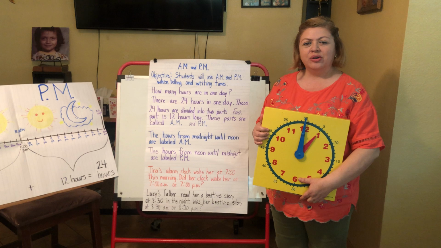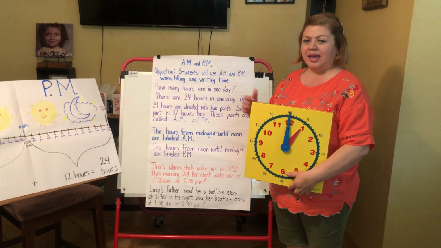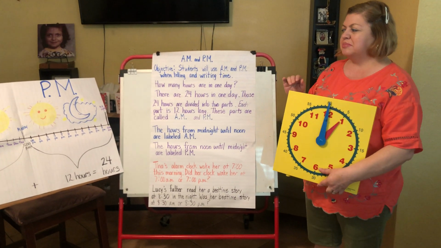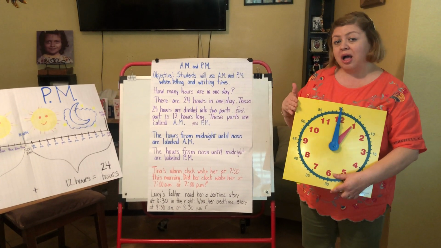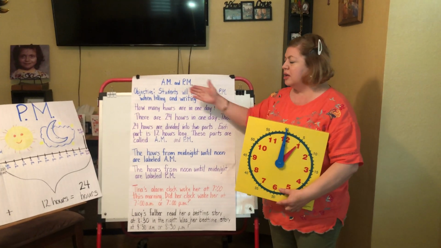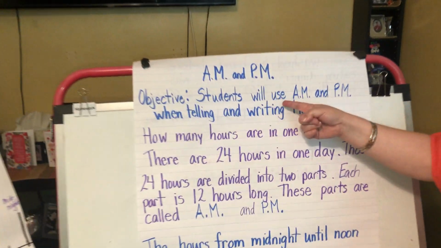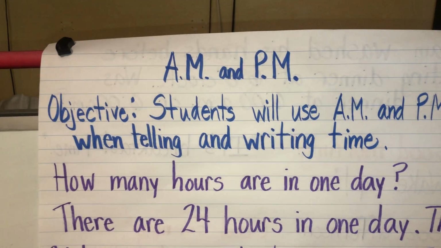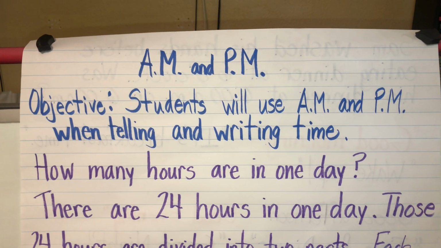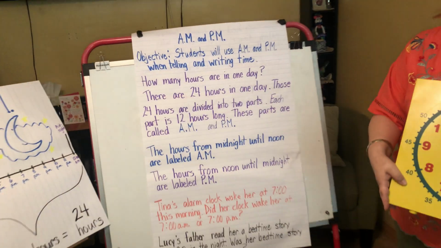We have another wonderful lesson on time, and it is titled AM and PM. So today we will talk a little bit more about the clock and how our day is divided into something called AM and PM. Our objective for today, boys and girls: students will use AM and PM when telling and writing time. So that's what we'll practice and discover a little more about when we look at the clock.